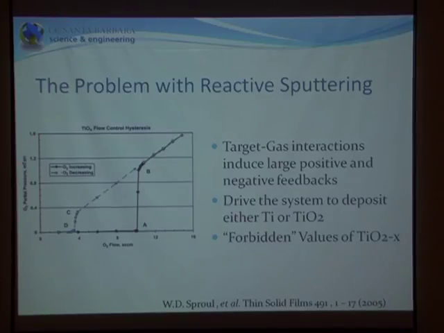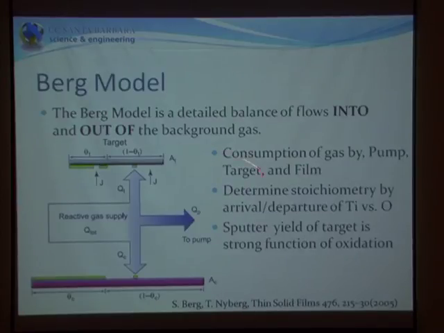And so in general, there are forbidden regions of values of TiO2-x which you're unable to access in the typical sputtering process. From the Berg model, which is basically just a detailed balance of all the gas in and out, you can more or less determine the conditions under which you could expect to have hysteresis-free control of your reactive sputtering process. What you basically do is consider the pumping rate due to your pump, due to your deposition region, and also due to the target. And you consider the effect of the change in pump rate at your target due to the oxidation state of the target.